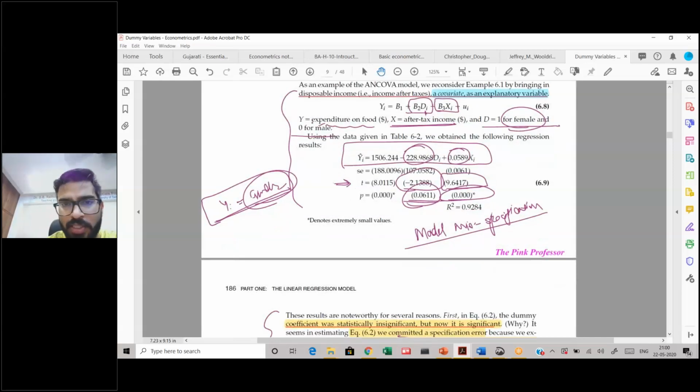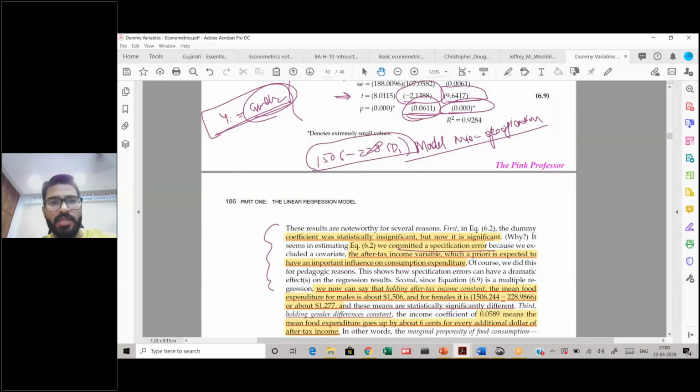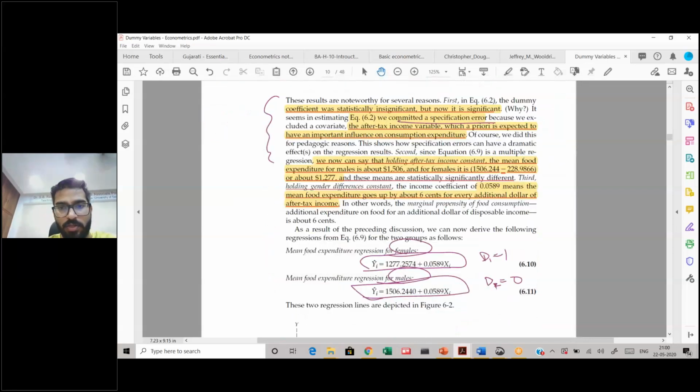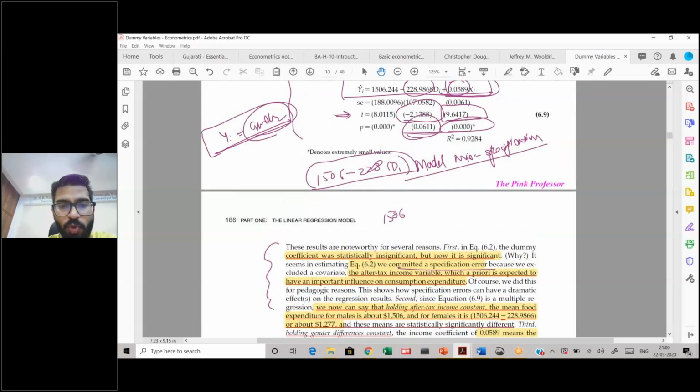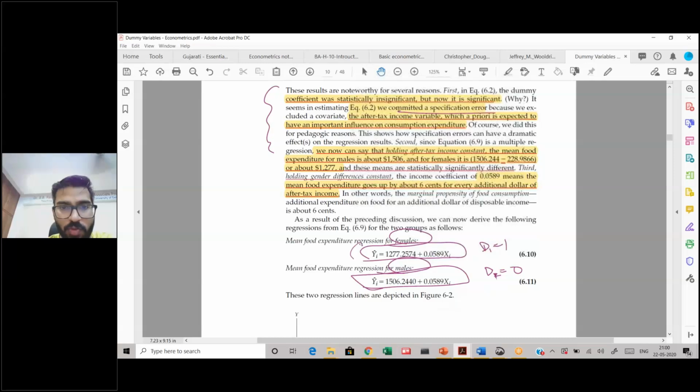So for females, what you will do is that this will be 1506 minus 228, because you will put D as 1, and the rest will remain constant for both cases. This will be your intercept in case of females, and in case of males your intercept will be 1506 because D will be 0. Can you see this? And the difference between the two is exactly 228.